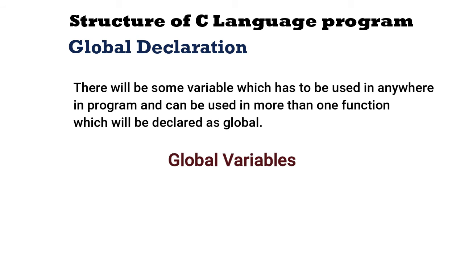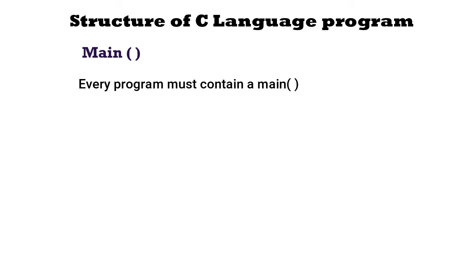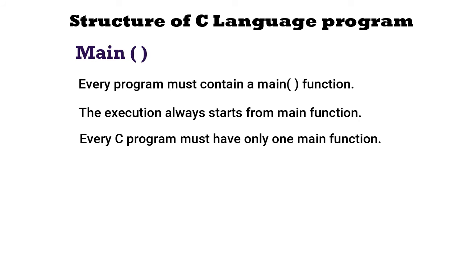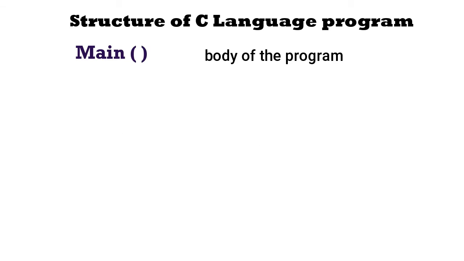Then the next one is the main function. Every program must contain the main function. Without the main function, there is no C program. The execution always starts from the main function. Every C program must have only one main function. Then the body of the program.